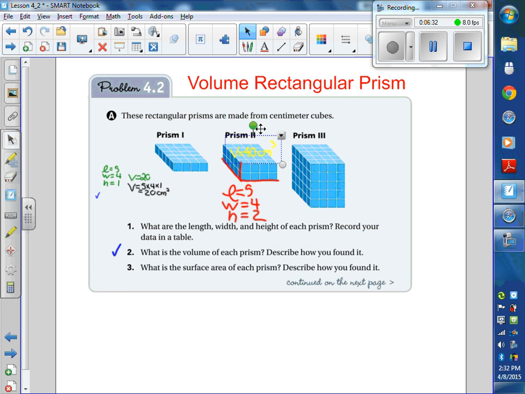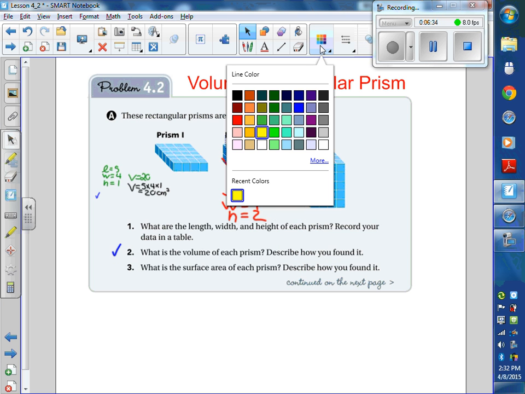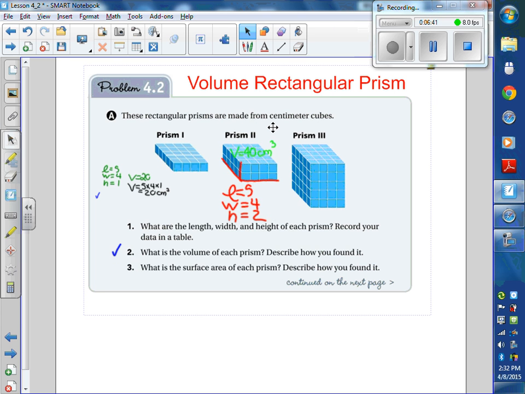Well, that's harder to see. Let's try maybe the green, yeah. A little hard to see. Trying to get it in there with it. There we go. I guess green's okay.